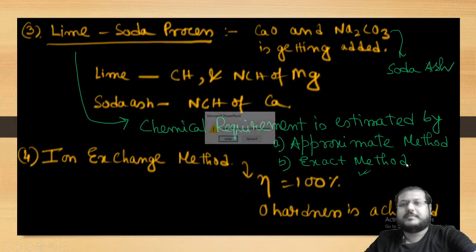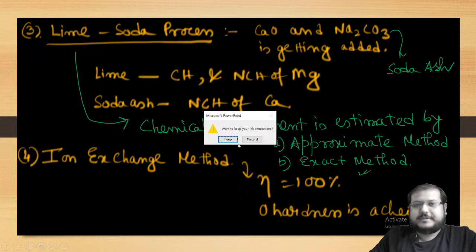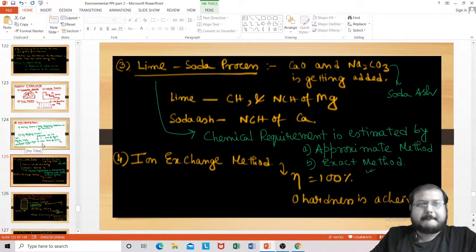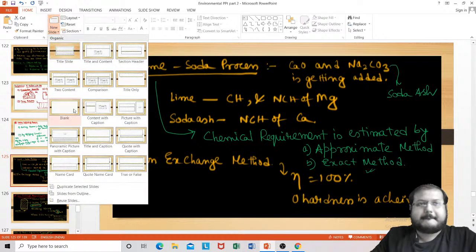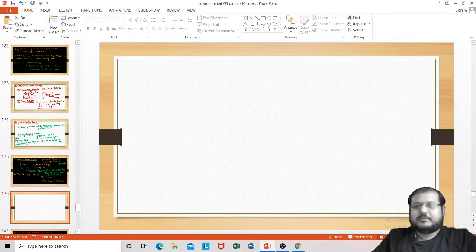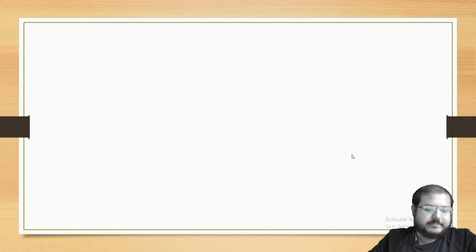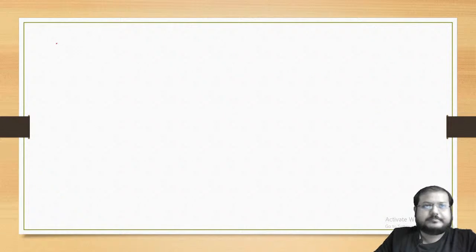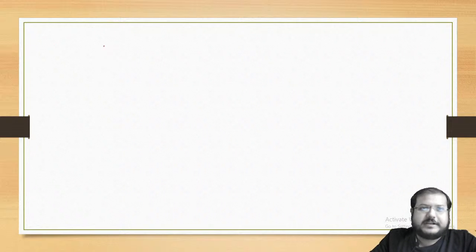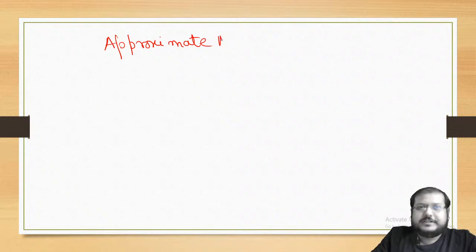Just keep this in mind. So when we are talking about the approximate method, the approximate method is used when hardness data are given.